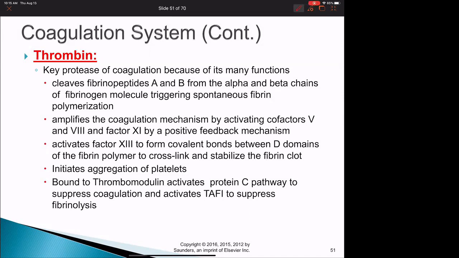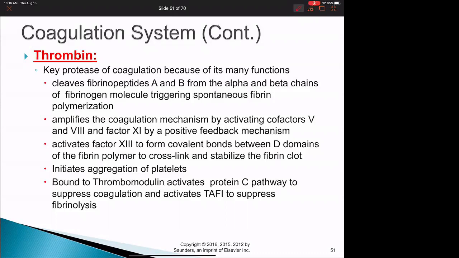Thrombin amplifies the coagulation mechanism by activating cofactors 5 and 8, and also factor 11 by a positive feedback mechanism. Thrombin activates factor 13 to form covalent bonds between D domains of the fibrin polymer to cross-link fibrin and stabilize the fibrin clot. Thrombin initiates aggregation of platelets, and bound to thrombomodulin, it activates the protein C pathway, and that is used to suppress coagulation.